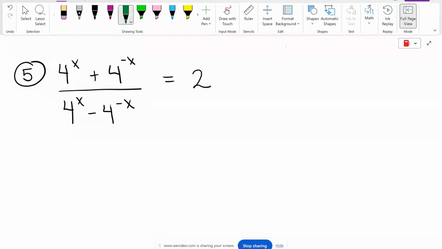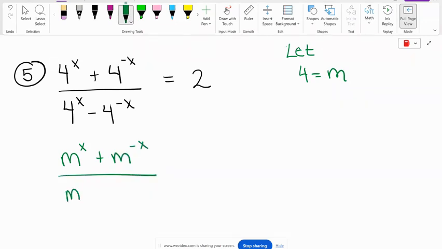So I'm going to change this to a variable. I'm going to let 4 equal m. So what does this look like now? So now it's going to be m to the x plus m to the negative x over m to the x minus m to the negative x is equal to 2. And for some reason, this looks a lot more manageable than when it was a 4 as a base. Any guesses on what we're going to try to do now?